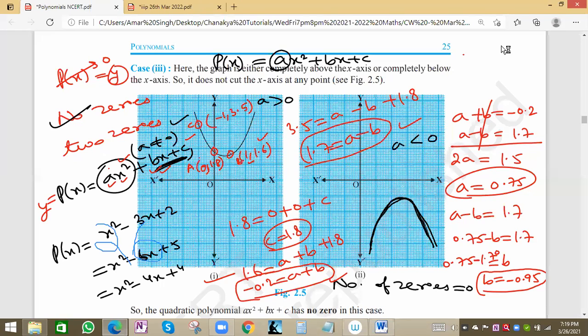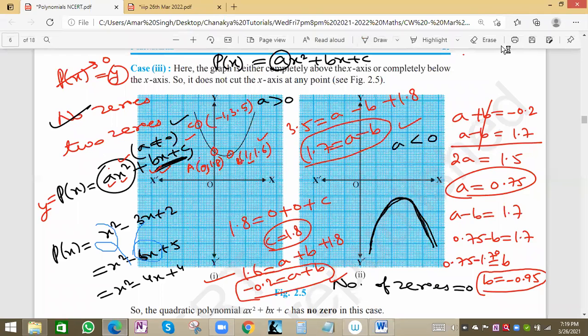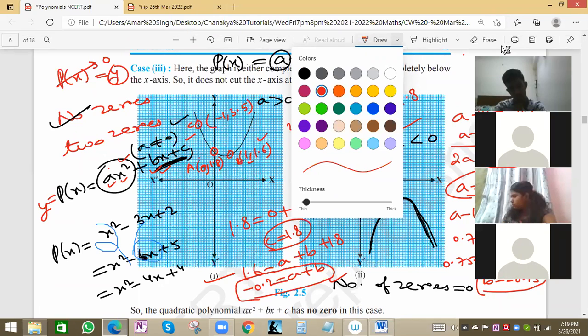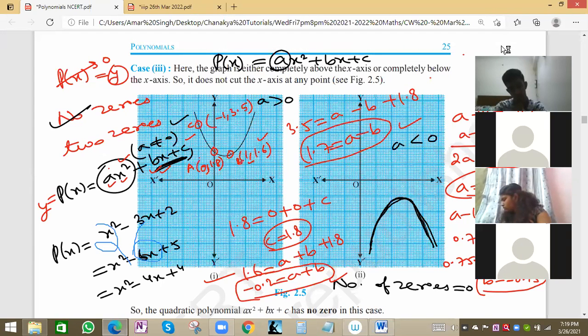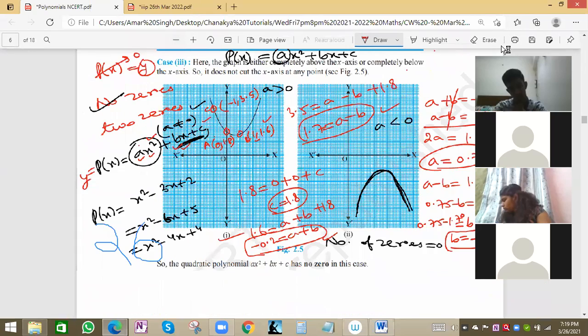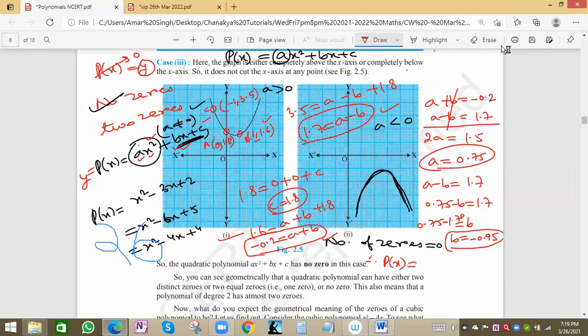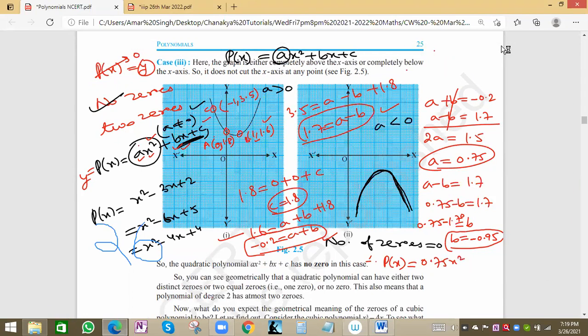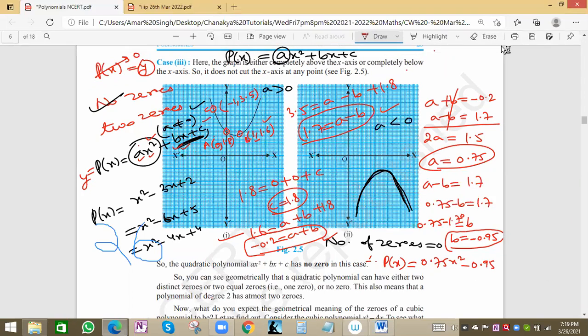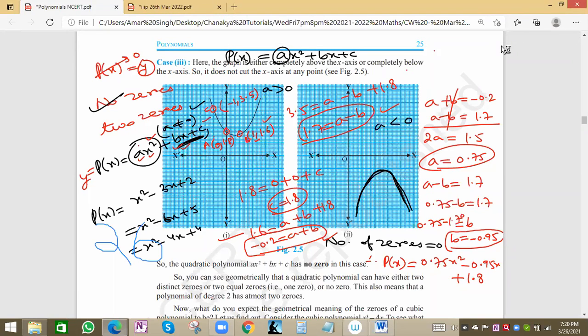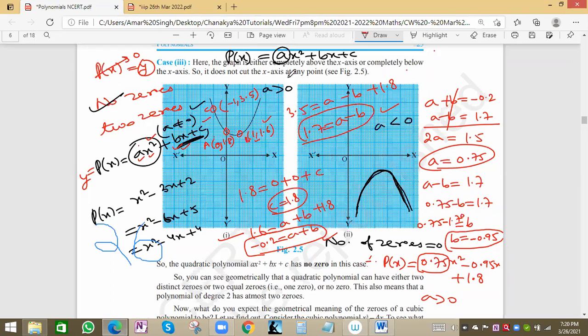So hence p(x) will be, what value? p(x) will be a x square, that is 0.75 x square, plus b x, that is minus 0.95 x, plus c, that is 1.8. Right, we get the equation of the graph. Here we can see the a value is 0.75, which is more than 0. So a is more than 0, that means the graph will open in the upward direction.